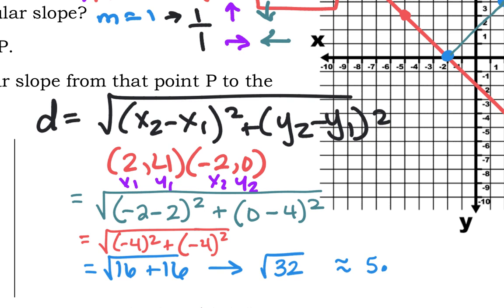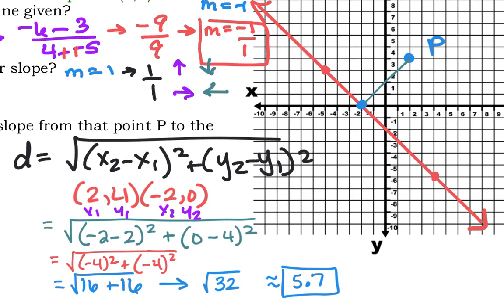7? 6.5? So if it's 5.65, would it round to 5.7? Okay, 5.7. That would be your answer. Okay, so that's using the distance formula. The part you need to be careful with is that when you're using your points, you have to use the 2 endpoints that make that perpendicular segment there.